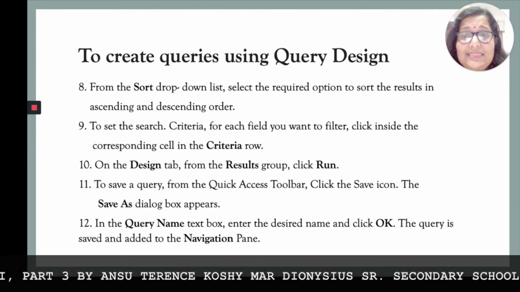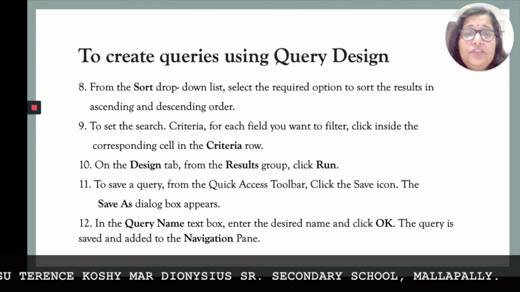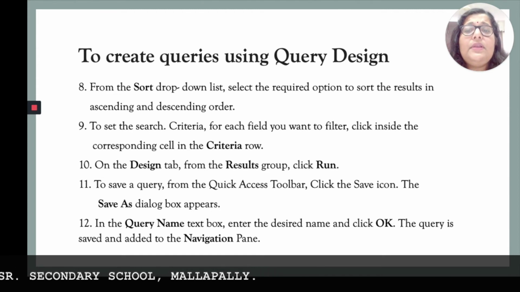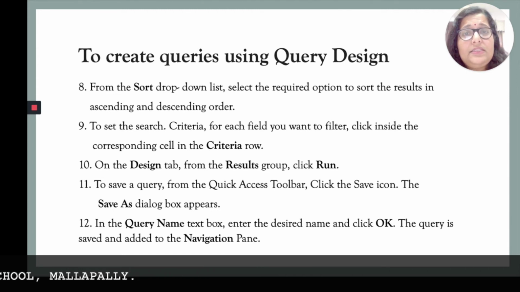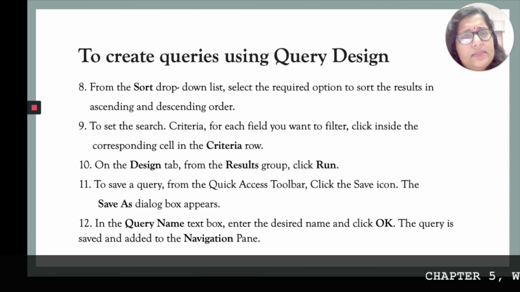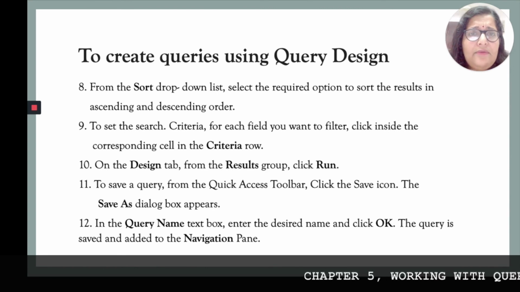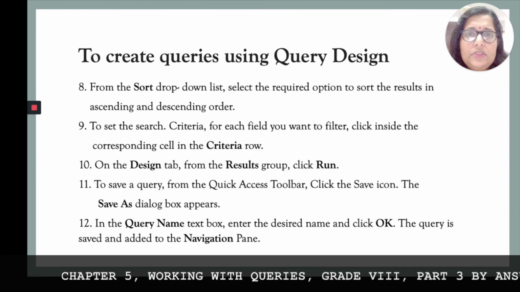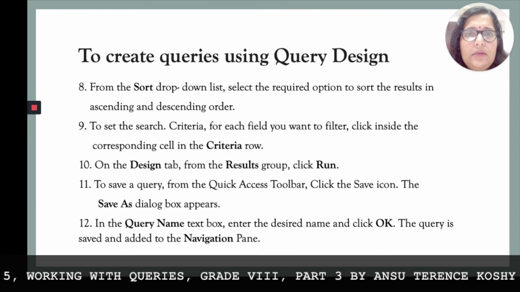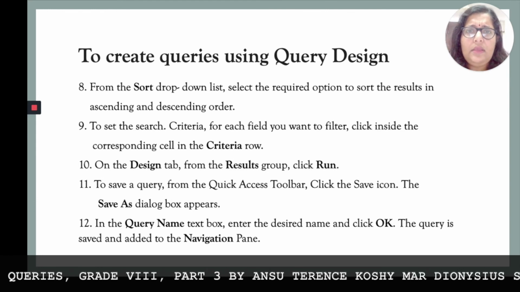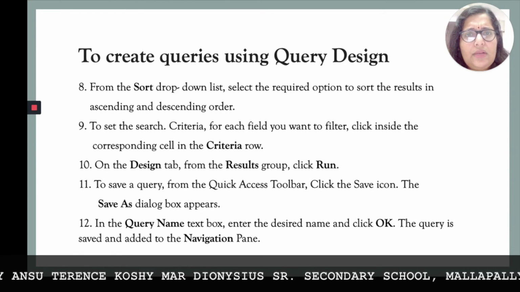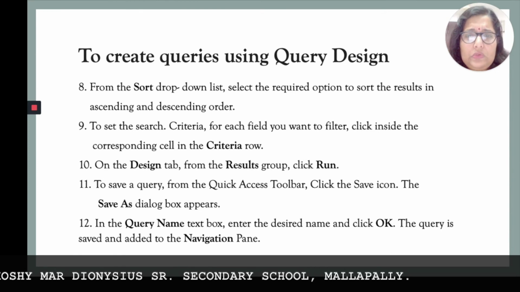To set the search criteria for each field you want to filter, click inside the corresponding cell in the criteria row. That is, if you want to set a search inside each criteria, then that is also possible here. Say you are having the different marks of students in different groups and you want to search which child got the highest mark for mathematics, then that is possible. If you want the same thing done for English, that is also possible. So each criteria can do an internal search.